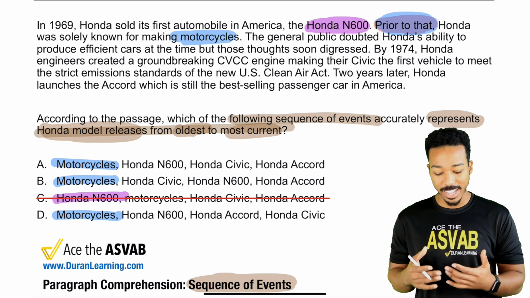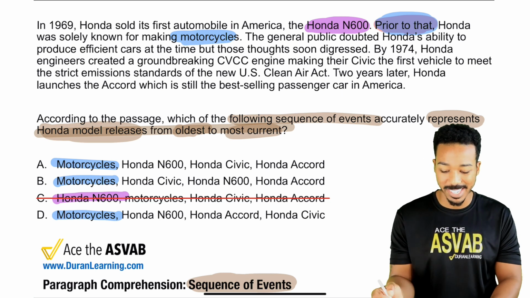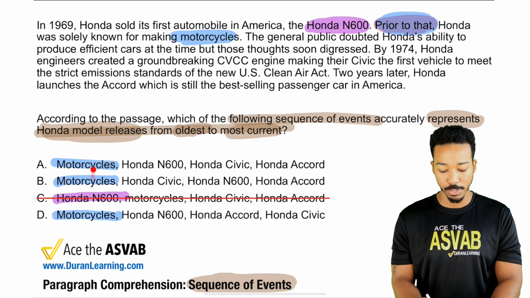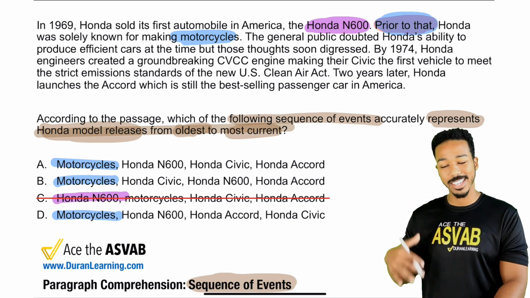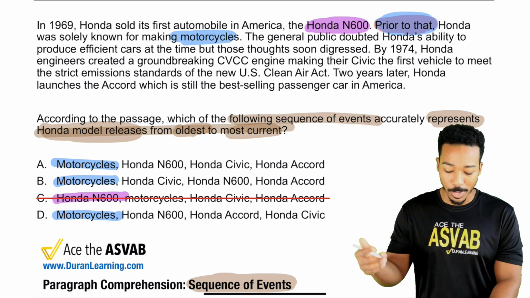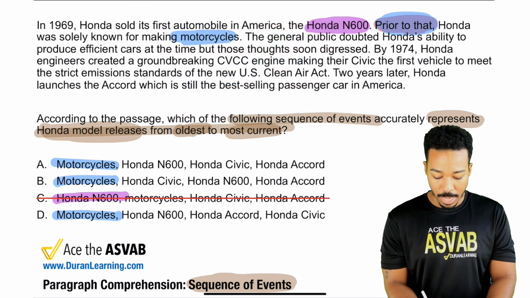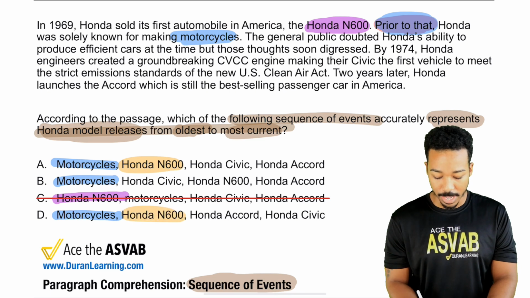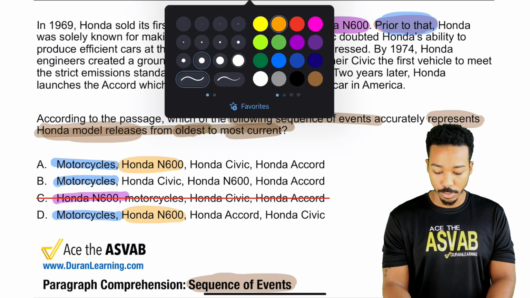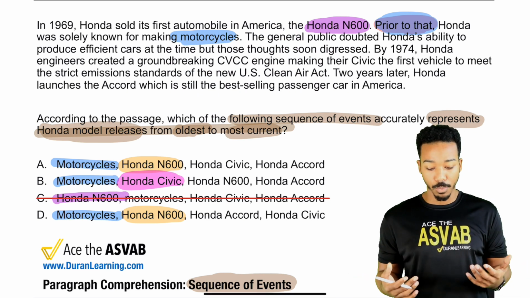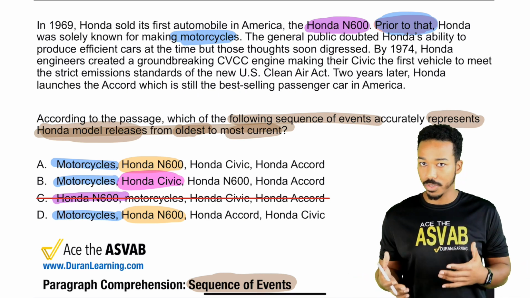Again, the Honda N600 came after motorcycles. We see it clearly right here. Before the N600, we have motorcycles. So A, B, and D are candidates. C is gone. You see where I'm going now? Because we're going to dive into the next set now. Because the next part here, we see that we have options. Honda N600, Honda N600 there as well. But then answer choice B says Honda Civic. All right, so let's find out which one comes next, the N600 or the Civic.